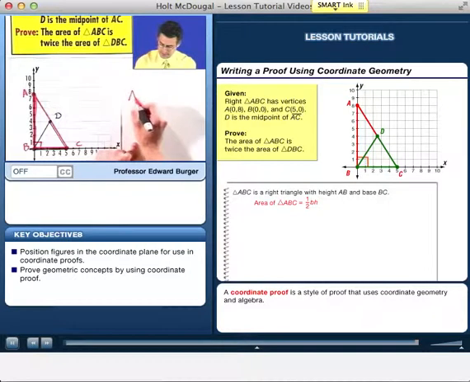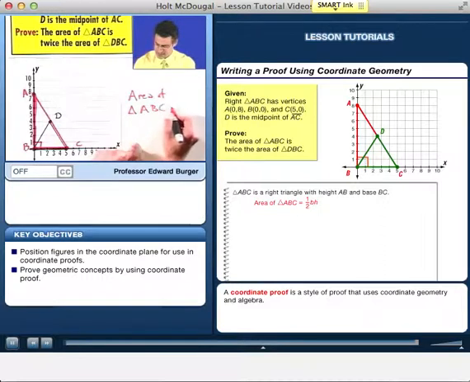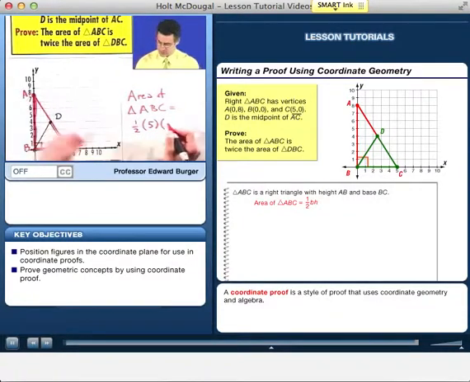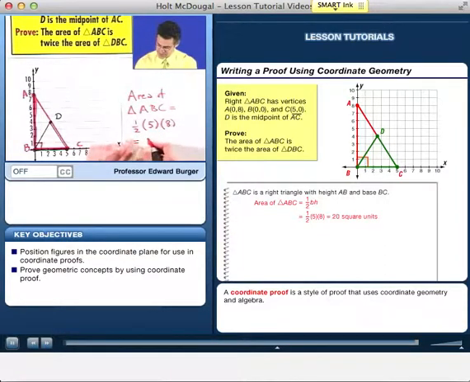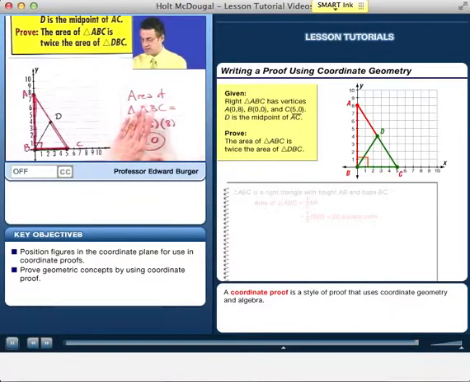So the area of triangle ABC equals 1/2 the base, which is 5, times the height, which is 8. And I can cancel here. 8 over 2 is 4, and so this is actually 20. So 20 units squared is the area of the red triangle. Okay, good. Let's put that aside, and we'll come back to that.